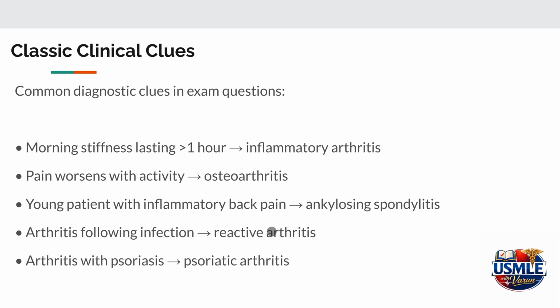Several clinical clues appear repeatedly in exam questions. Morning stiffness lasting more than an hour suggests inflammatory arthritis. Joint pain that worsens with activity suggests osteoarthritis. A young patient with inflammatory back pain suggests ankylosing spondylitis. Arthritis occurring after infection suggests reactive arthritis, and arthritis with psoriasis suggests psoriatic arthritis. Recognizing these clues makes diagnosing easier.